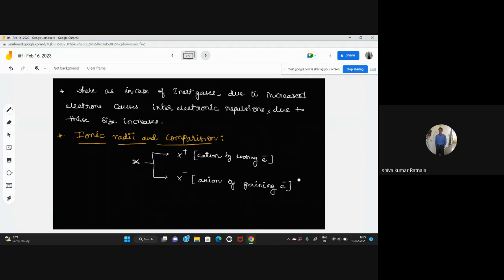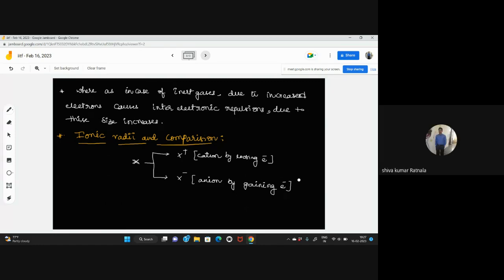I'm asking, among X plus and X minus, which has the greater size and which has the least size, and why? X minus will have the greater size, sir, because the interelectronic repulsions will be greater as there are more electrons. And X plus means one more proton is there, which increases the force of attraction.